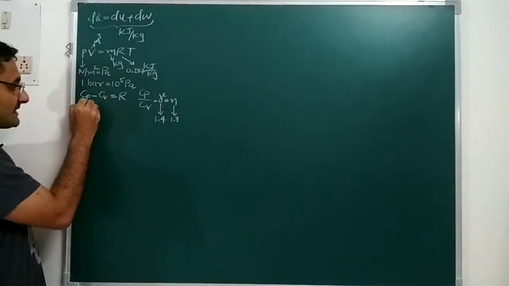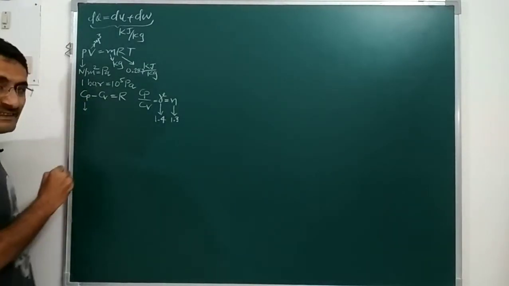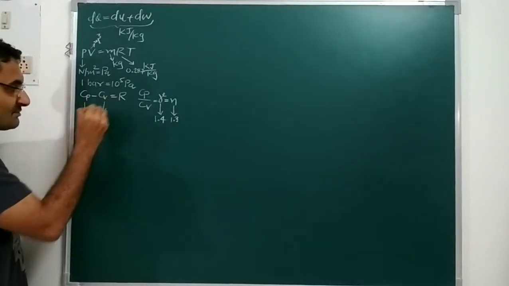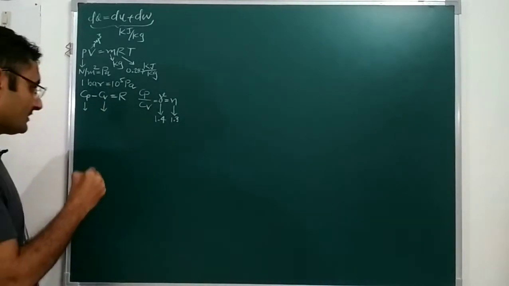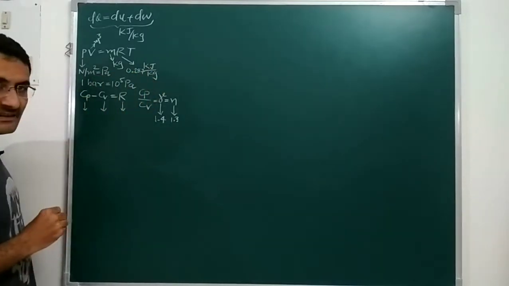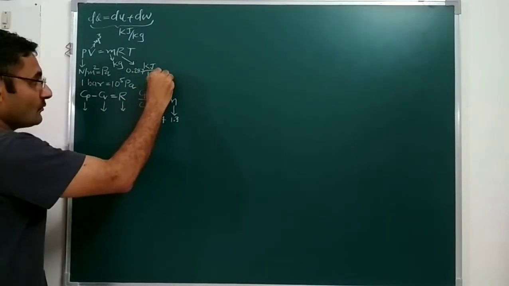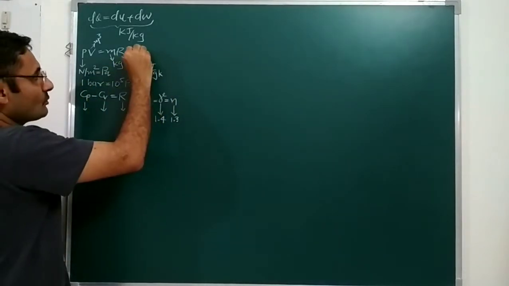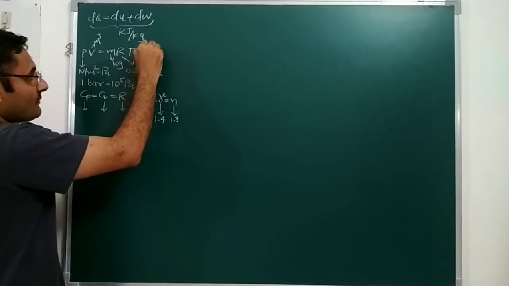After that, Cp is known as specific heat at constant pressure, you know, and Cv is known as specific heat at constant volume, that also you know, and R is the gas constant, which is 0.287 kilojoule per kg Kelvin. Why Kelvin? Because over here temperature is in terms of Kelvin.